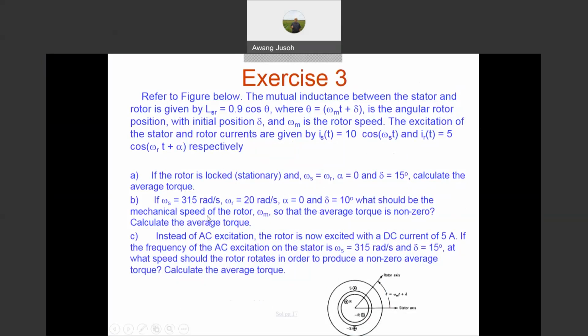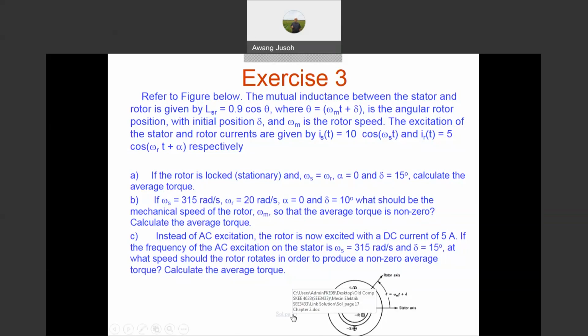Okay, and then what happens now? Find the mechanical speed so that the average torque is non-zero. So we have a value for average torque. What is the speed of the rotor now? As I mentioned before, in order to find the motor speed to produce torque, you just add this speed and minus this speed. First add, I mean Ws plus Wr, the total speed will be the motor speed to produce torque. Then the second one, when we minus, 315 minus 20, that speed will also be a motor speed that produces torque.